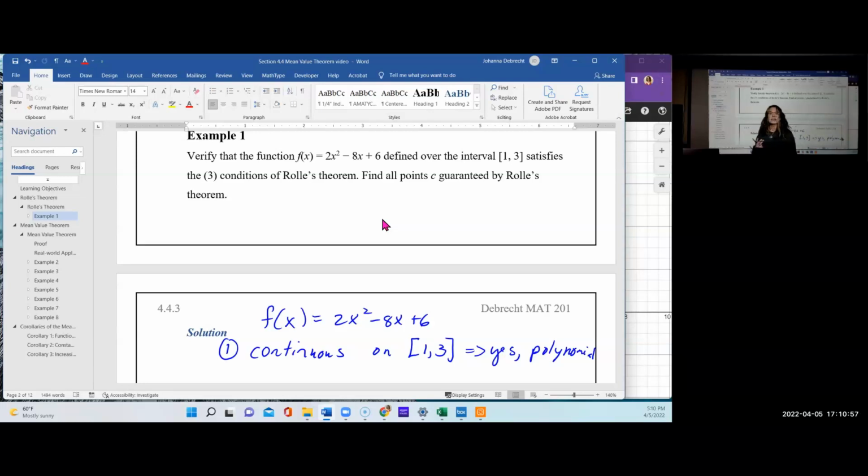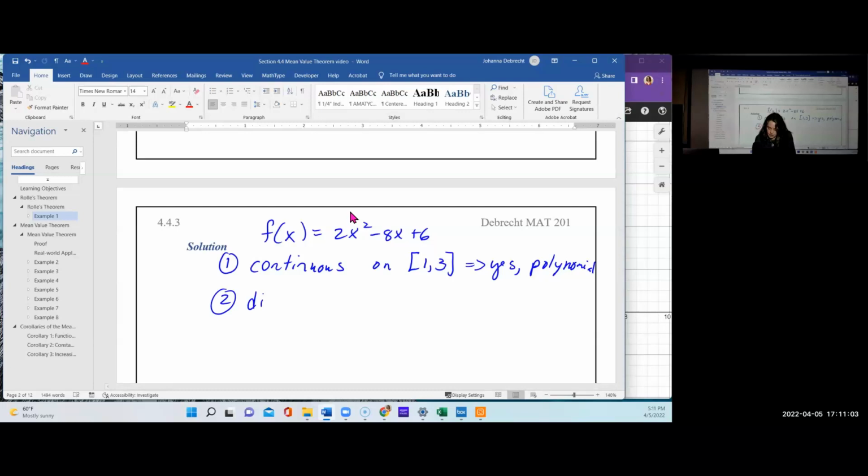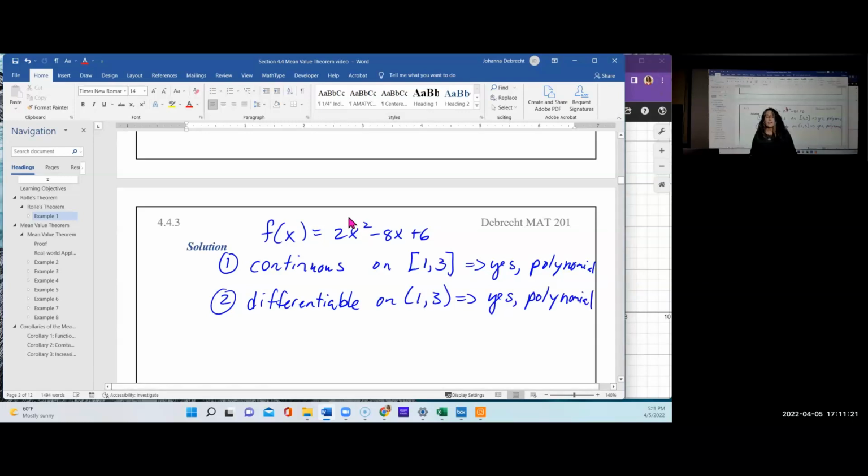Part 2, is it differentiable on the open interval? For that, we have to consider, again, the function. Does it have a derivative at each point on the interior of the interval between open 1 and open 3? And again, the answer is yes, for the same reason. It's a polynomial. Polynomials are our favorite class of functions for a reason. They're continuous everywhere, they're differentiable everywhere, and they're defined everywhere. So they have very nice behavior. So yes, it is differentiable on the entire real number line, so it's certainly differentiable on 1 to 3.